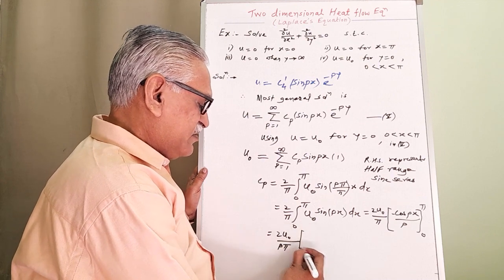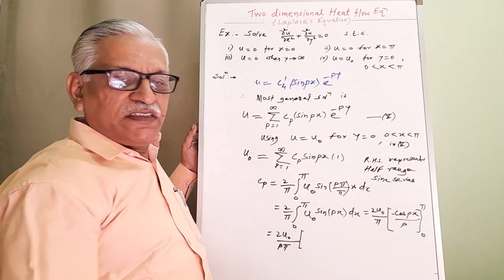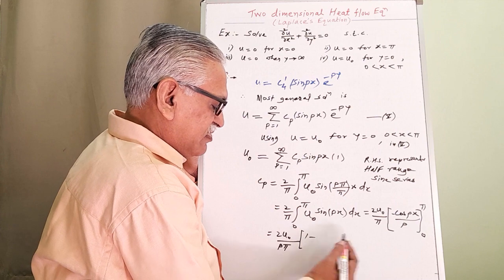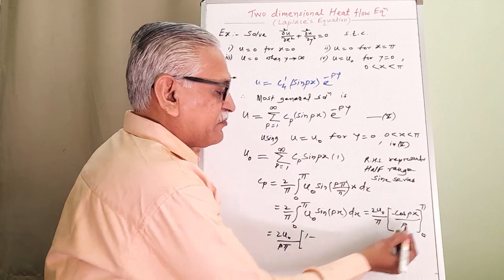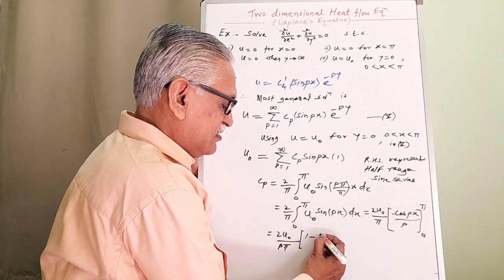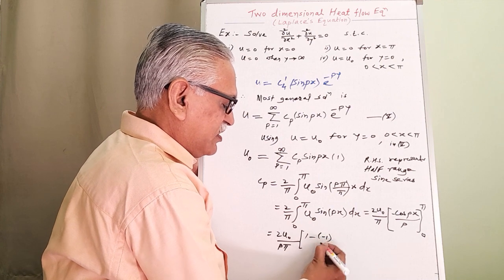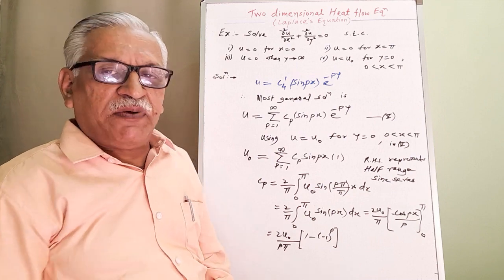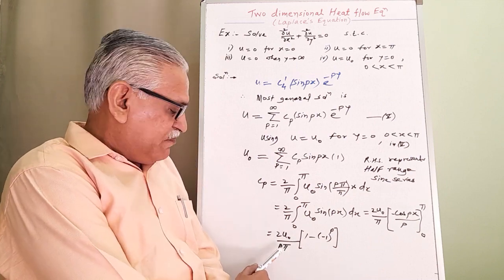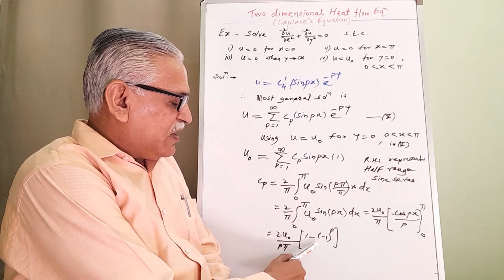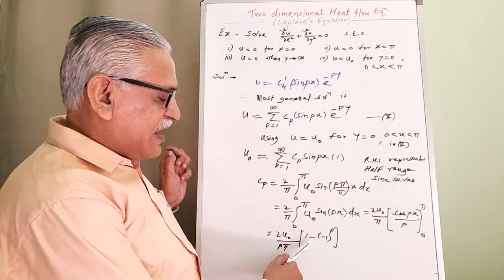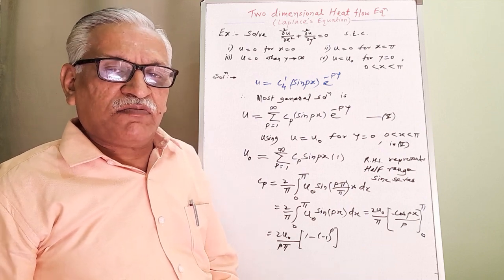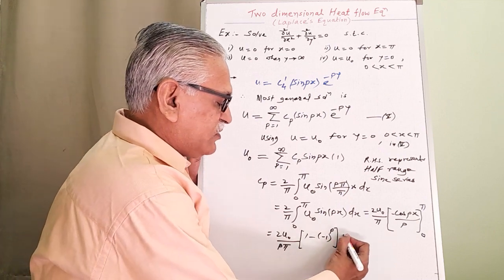constant term I will take outside, then cancel that minus sign by changing the limit. This becomes upper, this becomes lower. Cos 0 is 1 minus cos of p pi, when x is pi, it is minus 1 raised to p, standard value. Therefore we get the value of that Cp as 2 u0 by p pi multiplied by 1 minus 1 raised to p, and as this contains this type of term 1 minus 1 raised to p or 1 plus minus 1 raised to p, we require to find two different values.